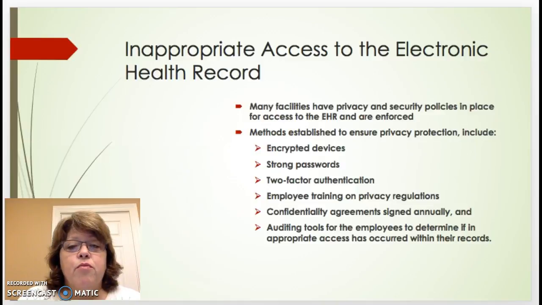Many facilities have privacy and security policies in place for access to the EHR, and they are enforced. Methods that are established to ensure privacy protection can include encrypted devices, strong passwords, two-factor authentication, employee training on privacy regulations, confidentiality agreements signed annually, and auditing tools for the employees to determine if inappropriate access has occurred for their records.